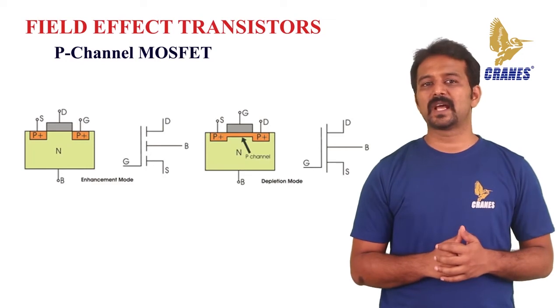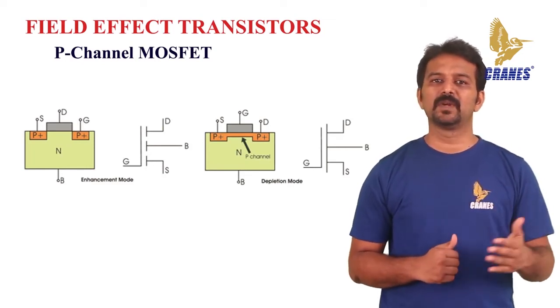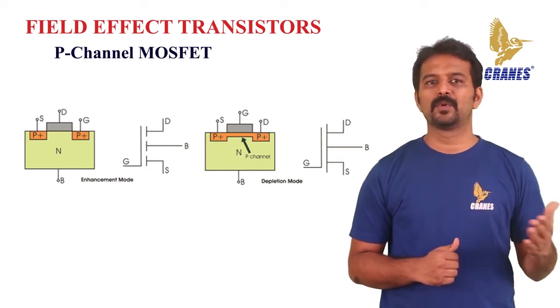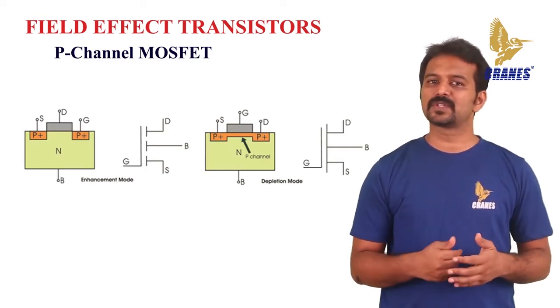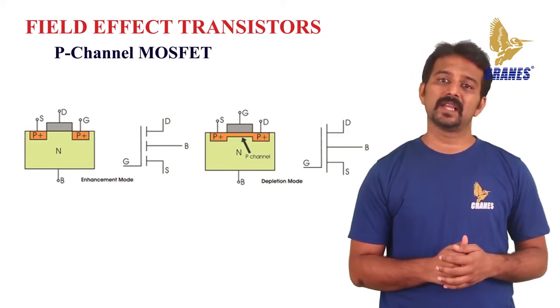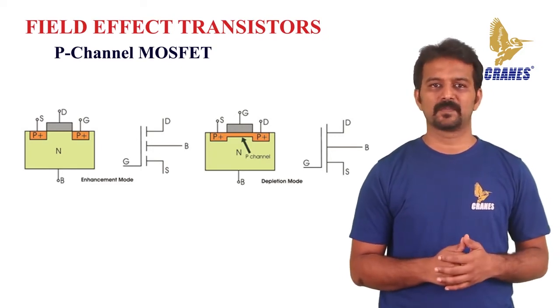The P-channel MOSFET has a P-channel region between the source and the drain. It is a 4-terminal device: the gate, drain, source, and body. The drain and the source are heavily doped P plus regions and the body or the substrate is the N type. The flow of the current is by positively charged holes.